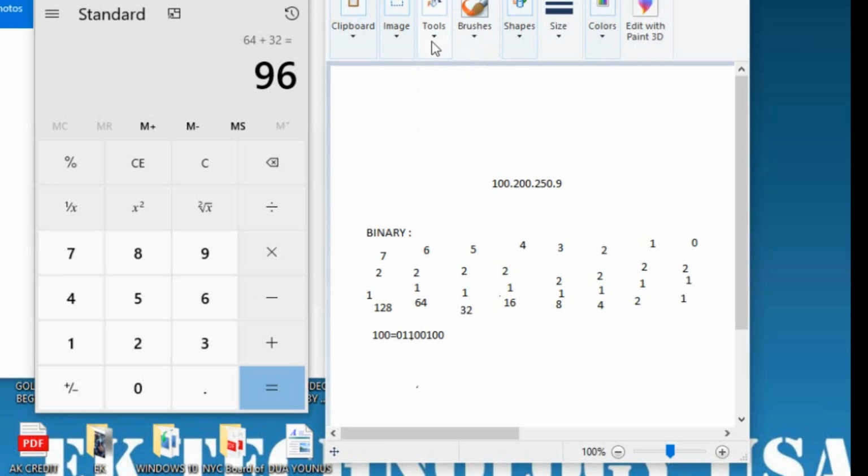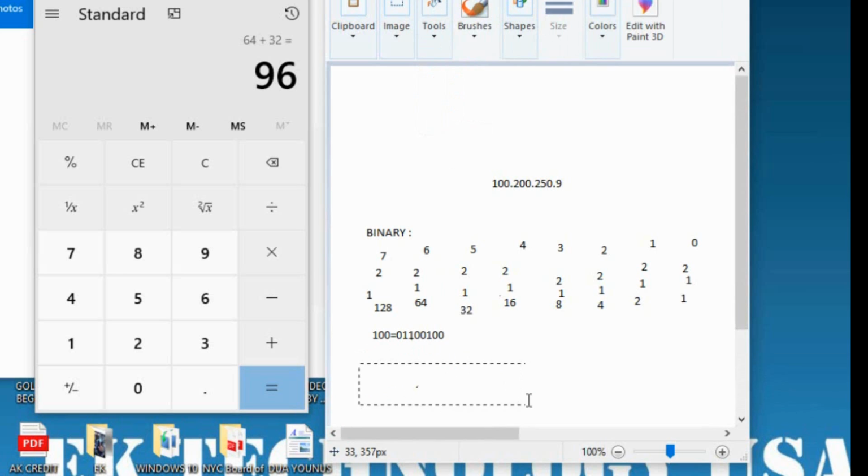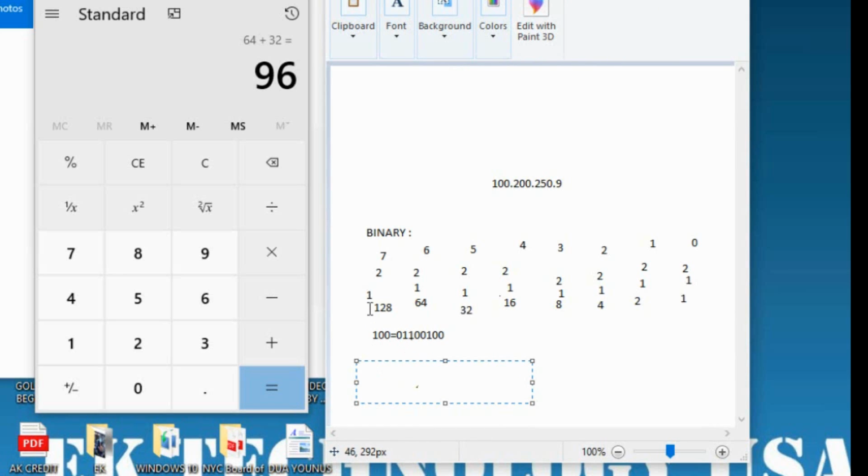So now if I calculate over here more clearly for you guys: 64 plus 32 plus 4 is equal to 100.